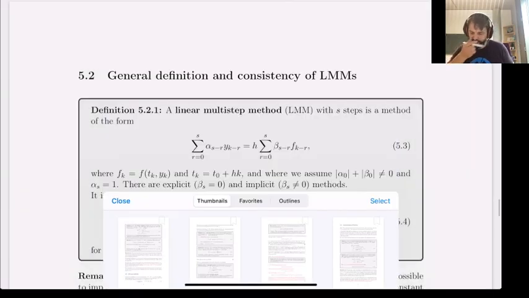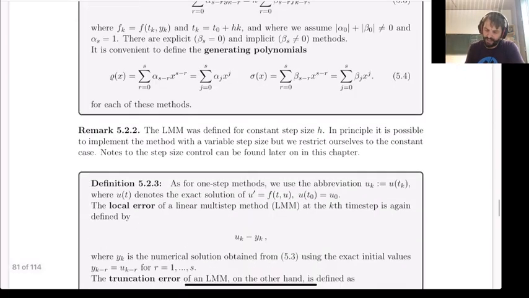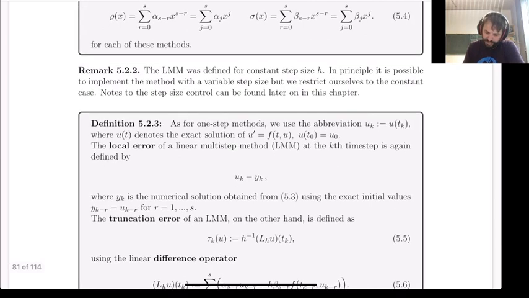Okay, so this is now the question. Here is the general definition of a multi-step method. The method is defined like this. This is the scheme, the formula that y_k satisfies given all the previous y values. And the local error is again saying, if I assume that all the previous values are exact, so y_{k-r} equals u_{k-r}, then I define the local error to be the difference between u_k and y_k. So that's the same notion as before.